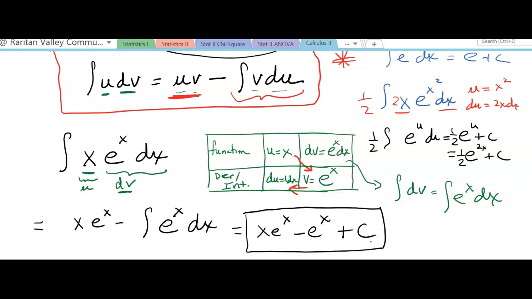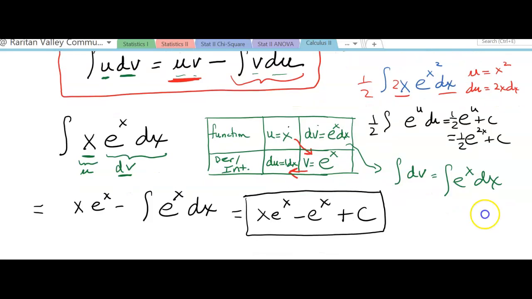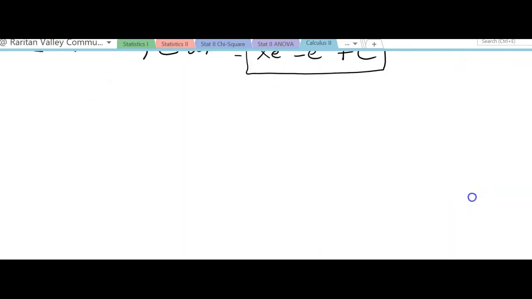So what do I expect to see? I don't need to see the whole green box, but I need to see what u equals, what dv equals, what the derivative of u is, and what the integral of dv is. That's going to help you immensely when you're doing this, keeping yourself organized. All right, so again, best thing for us to do is just go through quite a few examples. So let's get started.